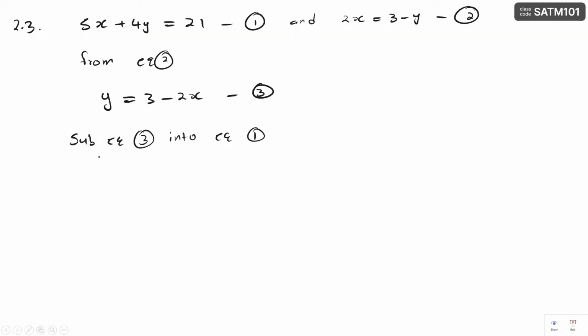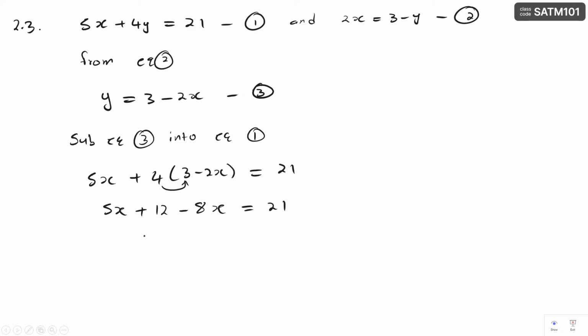Okay, so now what you need to do is to say 5x plus 4. Then our new y is going to be represented by what? By 3 minus 2x is equal to 21. So now what do we need to do? We need to simplify. Here is 5x plus 12, then this and this is going to give us negative 8x, since I'm multiplying 4 by 3 and 4 by negative 2x. So it's going to give us this, which is equal to 21.